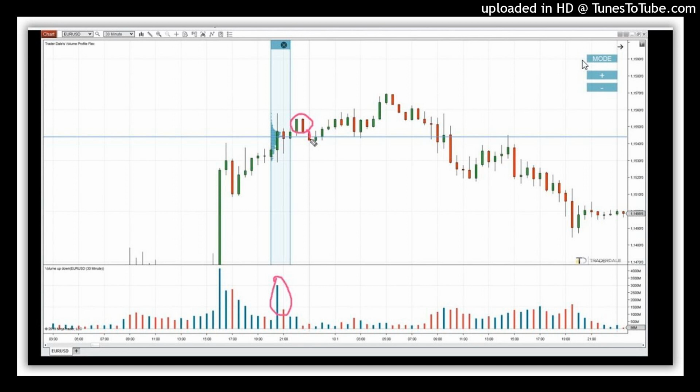Next significant volume peak is in here. Heaviest volumes being in here. You wait for a pullback, you go short from there.